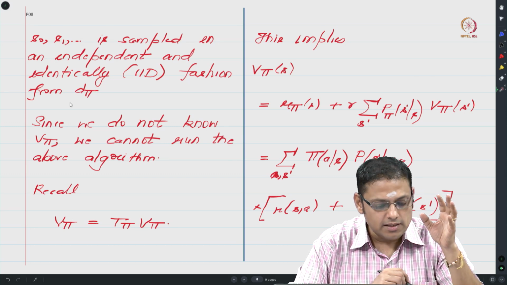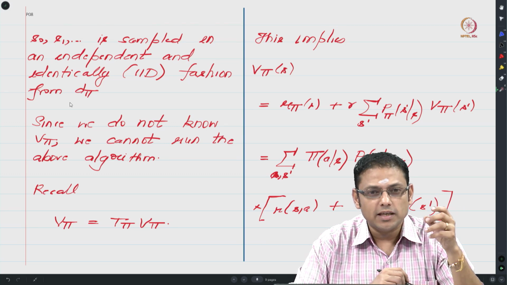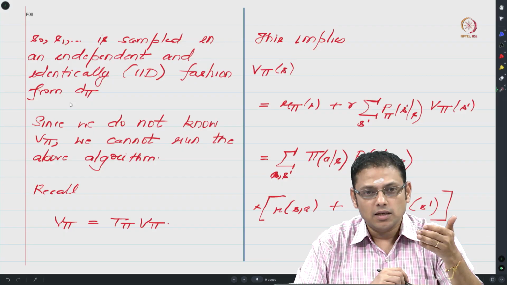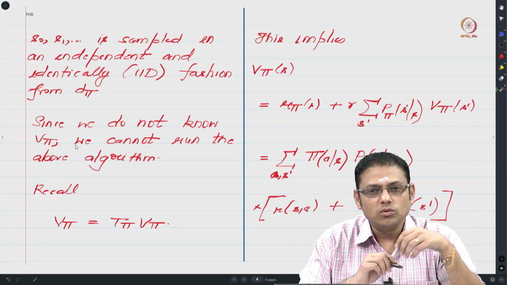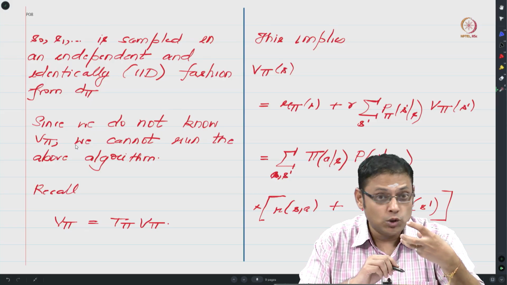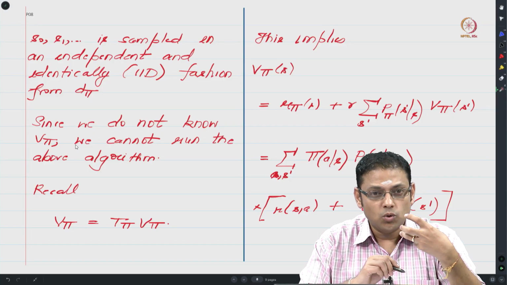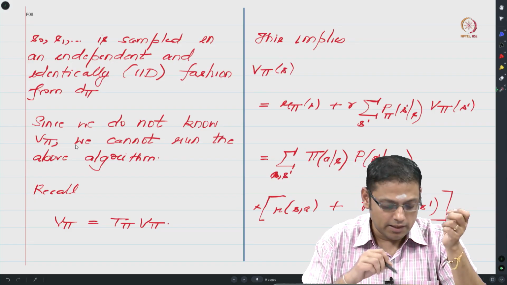Now the main challenge in running the previous algorithm is that we do not know V pi. Since we do not know V pi, we cannot run the above algorithm. So now let us see what we can do to come up with a variant of this algorithm that can be implemented in practice.